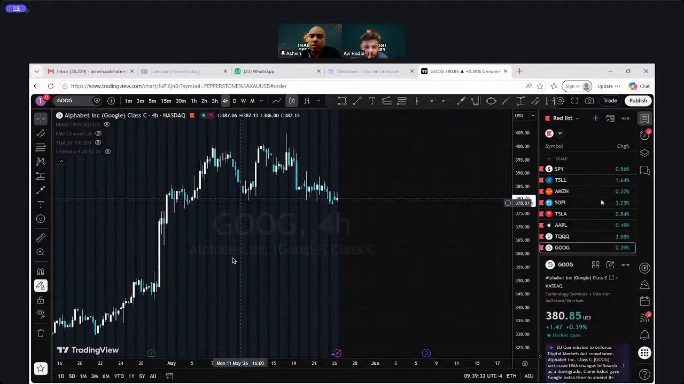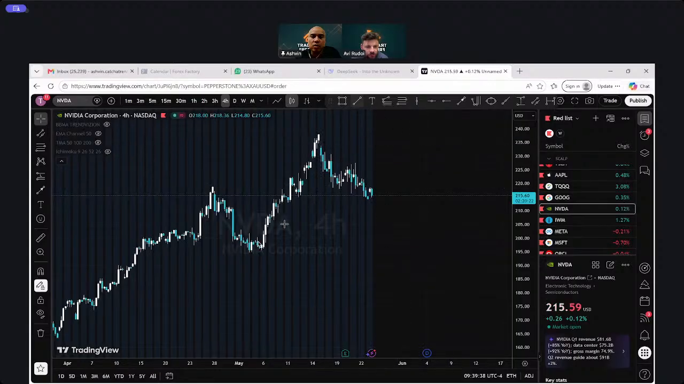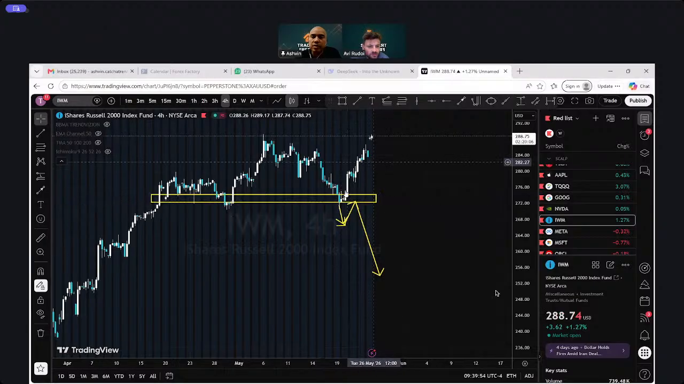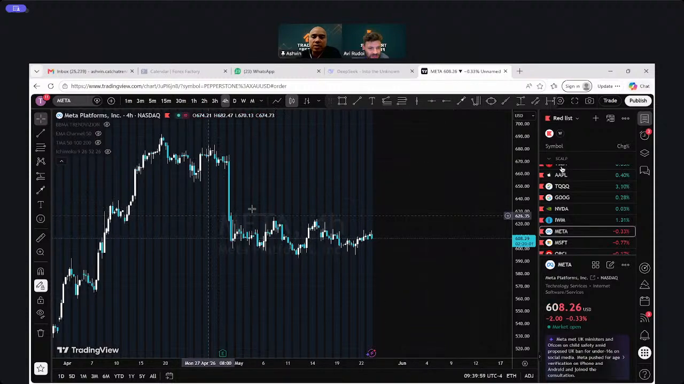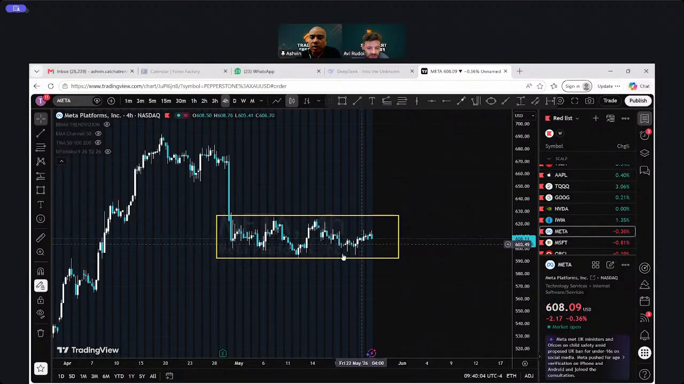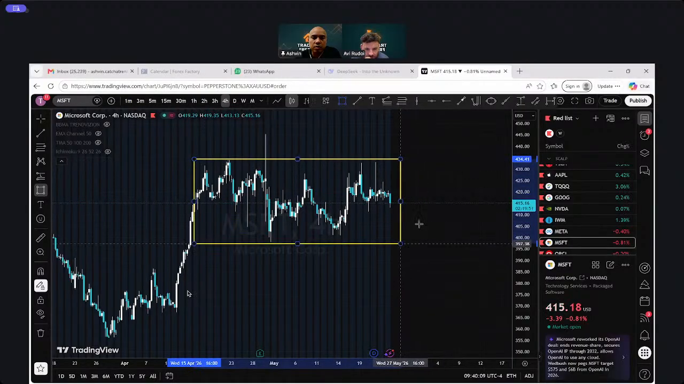Yeah, Google is just consolidating a bit. NVIDIA is just making a small bull flag pattern. Okay, so if it breaks up, then most likely we are expecting the move to go up on NVIDIA. IWM, this was the bounce. Could have gone down, but this is the last line of defense. Decided to push back up. Meta is just sideways. Pure consolidation in the range right now. This is correction by time. Microsoft, same thing as well. Correction by time. Nothing much you can do.